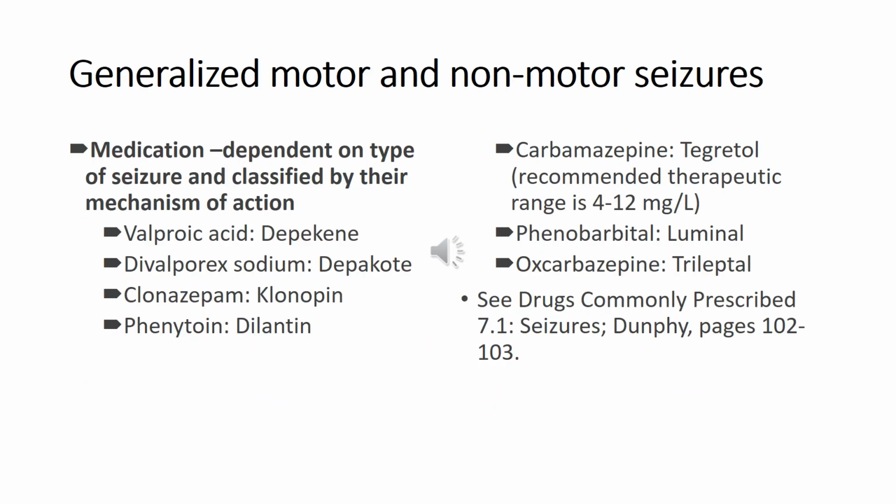Medications that are prescribed for patients who have seizures are usually based on the type of seizure the patient experiences and also the classification of the mechanism of action of the medication. Again, on pages 102 through 103, chart 7.1 lists different medications that are prescribed for seizure patients.